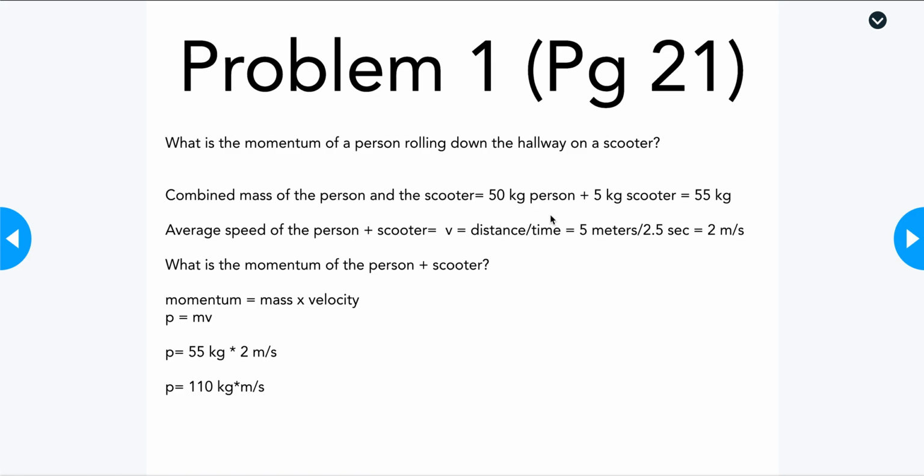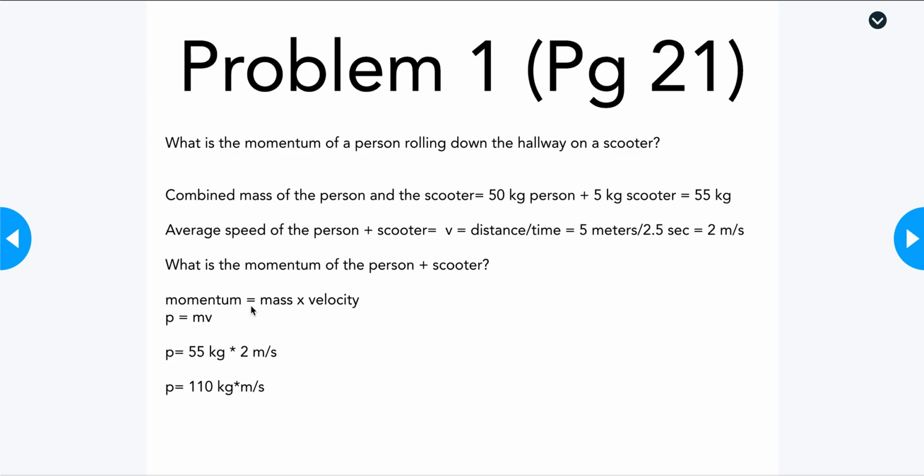The average speed of the person and the scooter together is our velocity, and we do distance over time. We know that the scooter has traveled 5 meters, and let's just say that it did that in 2.5 seconds. And so this person and scooter are moving at 2 meters per second. What is the momentum of the person and the scooter together?